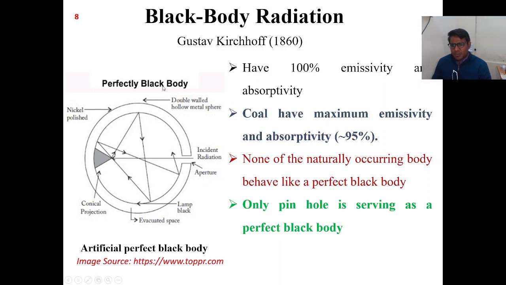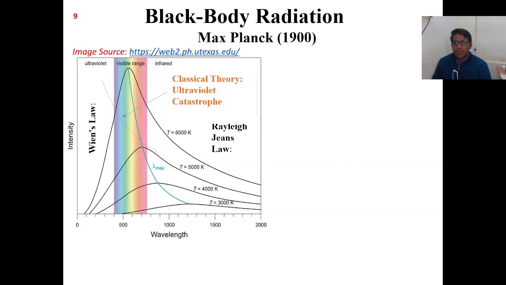When this ball is allowed to settle at a certain temperature, the radiation will be emitted through this pinhole. If we plot this emitted radiation through the pinhole, or through this artificial perfect black body, as a function of wavelength, the radiation comes out to be something like this. From this graph, certain conclusions may be drawn.